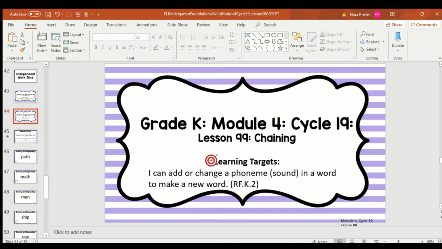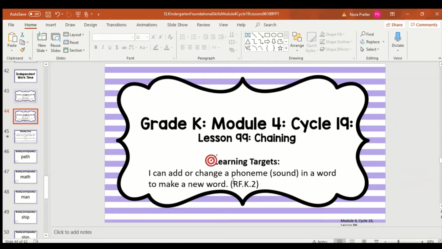The materials you're going to need for today's lesson are that plastic sleeve and dry erase marker we sent you. If you don't have those things, you can always use a pencil and paper. Our target today is I can add or change a phoneme in a word to make a new word.